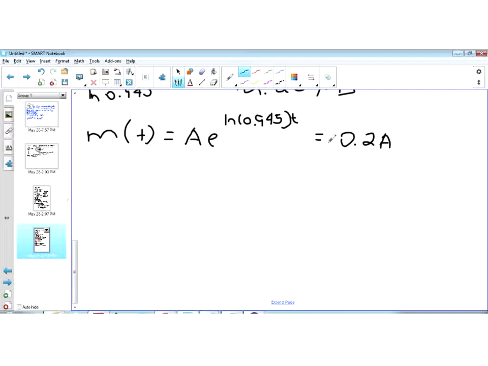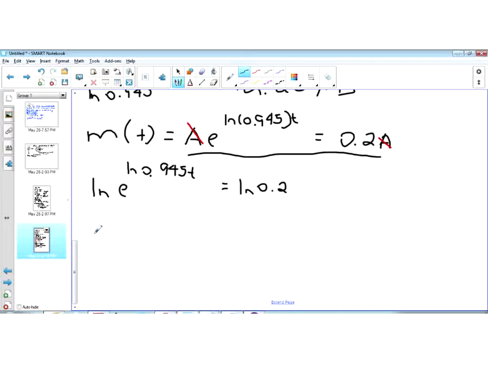What time does the mass reach 20% of its initial mass? So we need to solve for t in this equation. Again, as before, the a's will cancel. We never needed to have knowledge of a. And so taking the natural logs of both sides again, we have the natural log of e to the natural log of 0.945 t is equal to the natural log of 0.2.